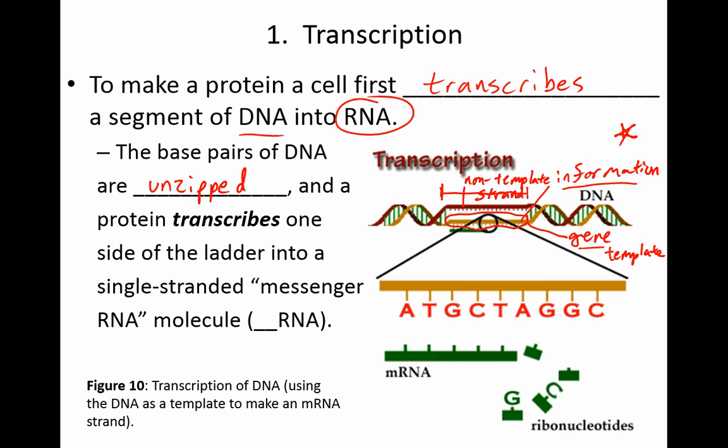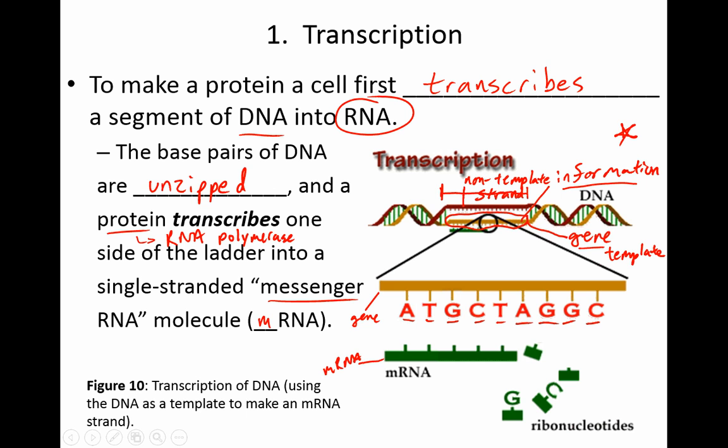So the base pairs of DNA are unzipped, and a special protein whose name is RNA polymerase actually transcribes one side of the ladder to make a single-stranded messenger RNA molecule, or an mRNA. In the figure, you see the gene here, which includes a sequence of nitrogenous bases, A, T, G, C, and so on and so forth, all the way to the end.